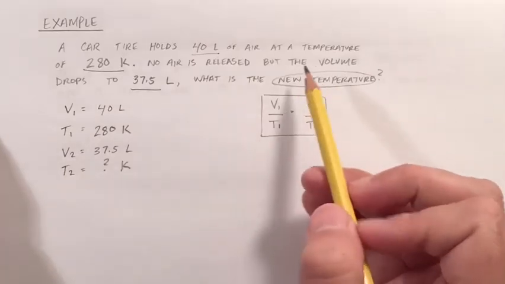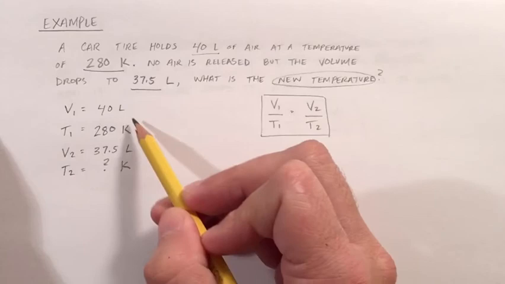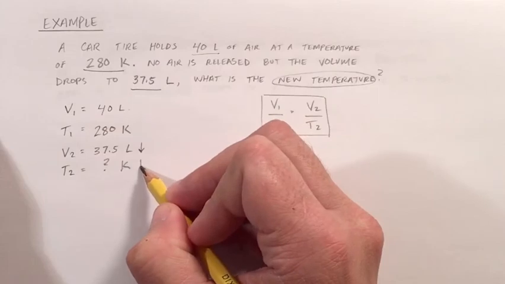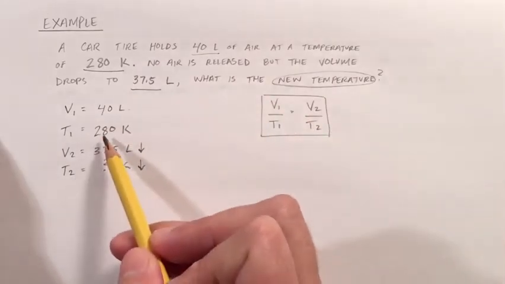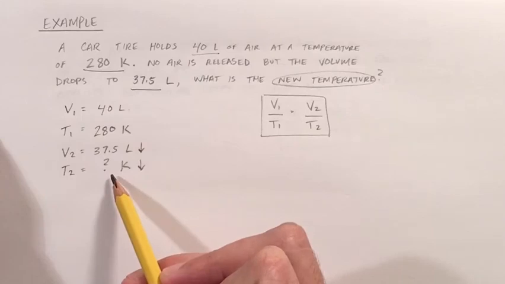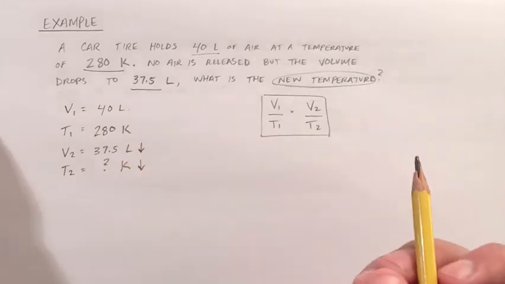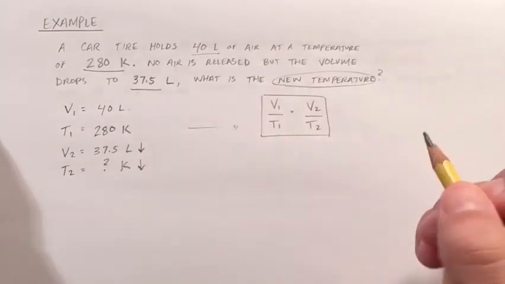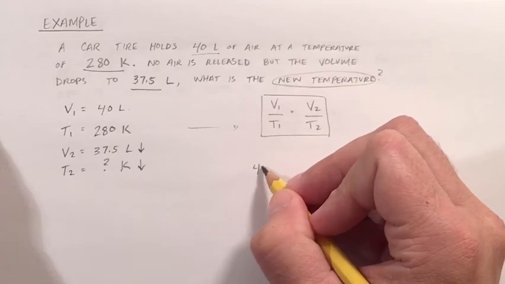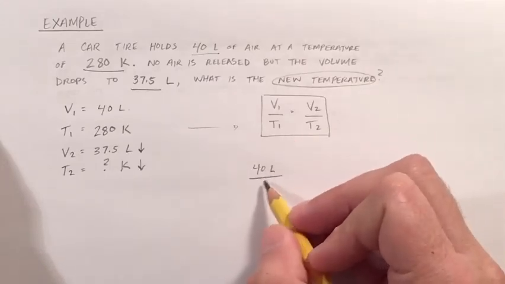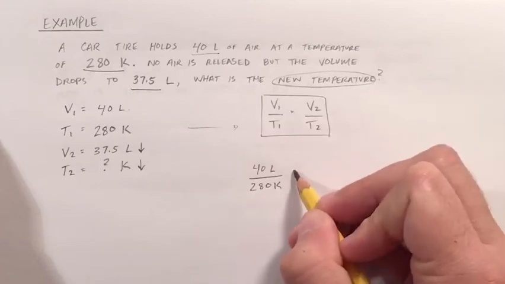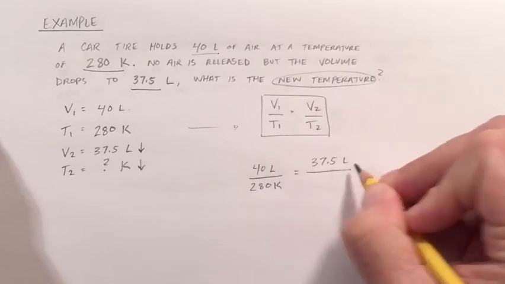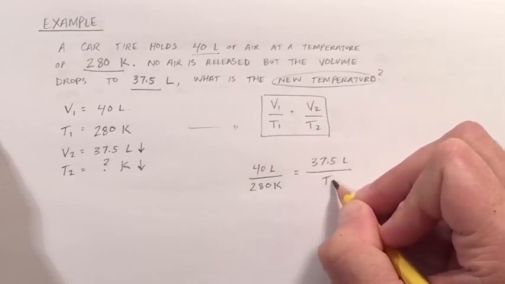Before we get started, we can look here. We know that volume lowered, right? If volume went down, then temperature also should go down. So our temperature at the end should be less than 280 Kelvin when we're done. Next, after we have our variables, we plug all of these into the equation. V1 is 40 liters, T1 is 280 Kelvin, that is equal to V2 up top, 37.5 liters, and we do not know our T2.